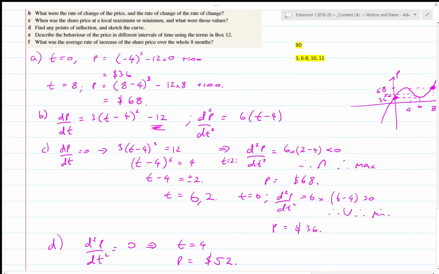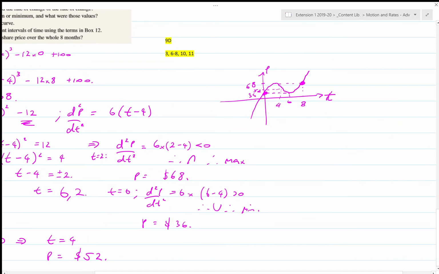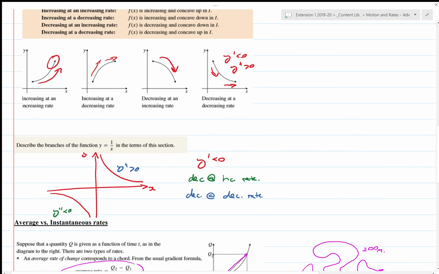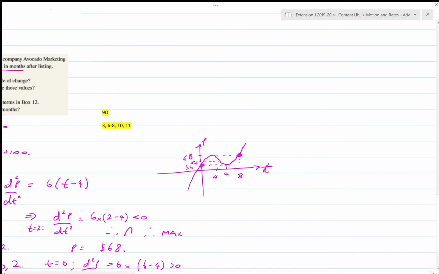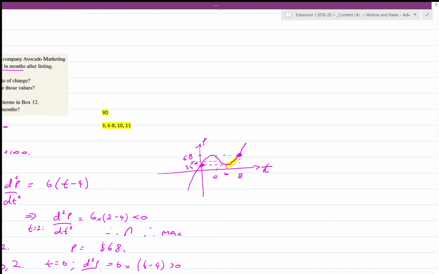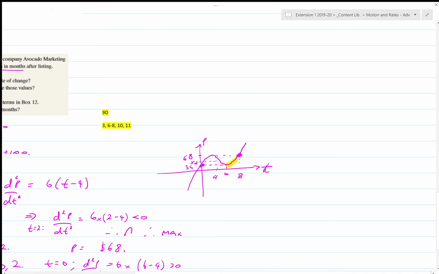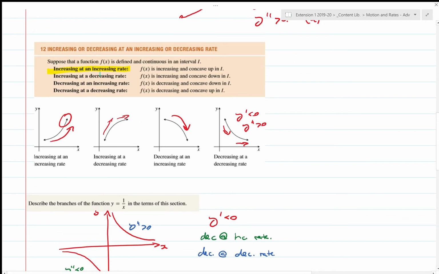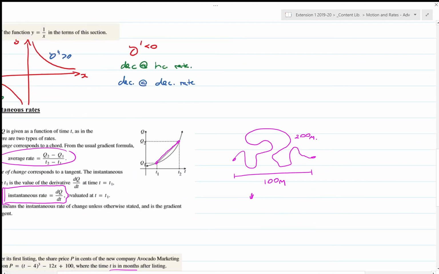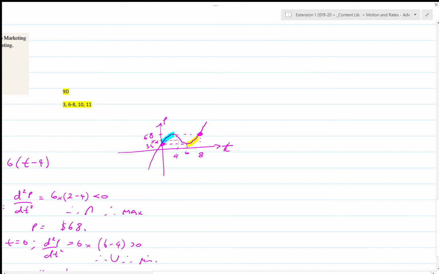Describe the behavior of the price in different intervals of time using the terms in box 12. Okay. So basically, I'll do some highlighting here. Yellow highlighting is increasing at an increasing rate. So that's here. Over here is increasing at a decreasing rate. And we'll use a green, and the other one I'll just leave unhighlighted, otherwise it's going to get very ugly. So decreasing at an increasing rate, so that means going down and concave down, so that's that little bit there.